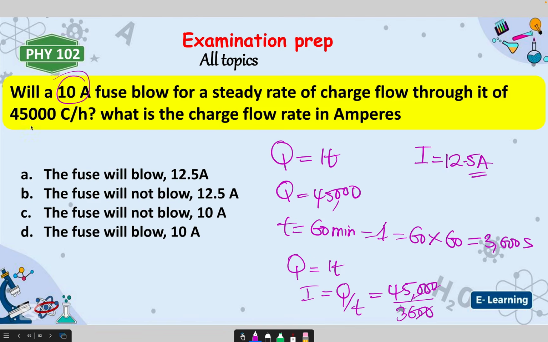12.5 ampere. So the current flowing through at 45,000 coulomb per hour is 12.5 ampere, and the fuse is 10 ampere, so it will blow. Are you getting it? The correct answer is the fuse will blow, because the fuse is 10 ampere and you are passing a current of 12.5 ampere through it. Is that okay? That is the correct answer to that question.